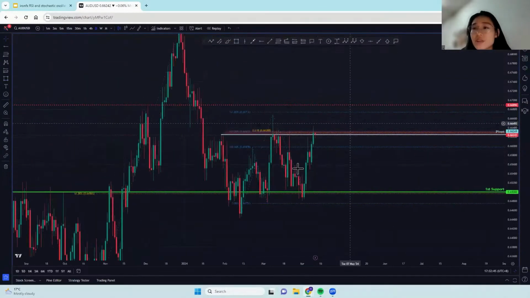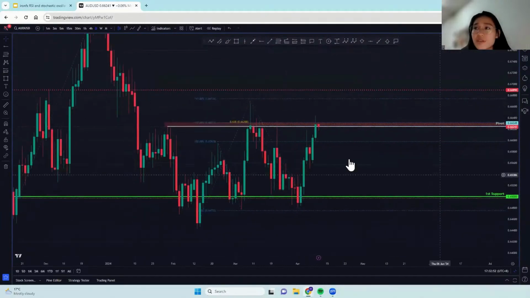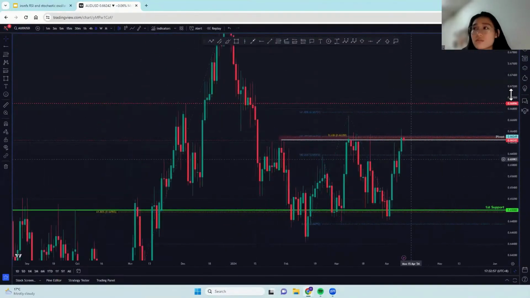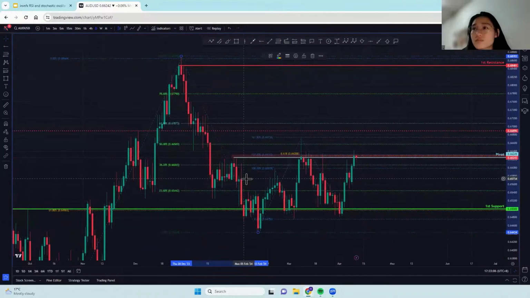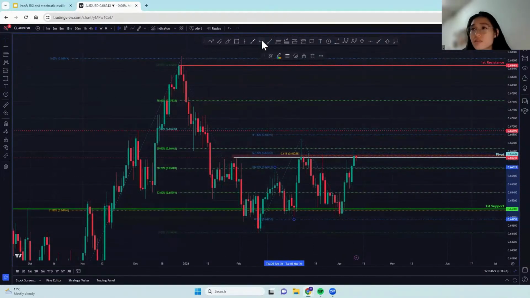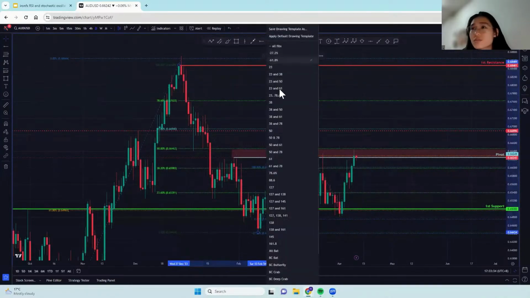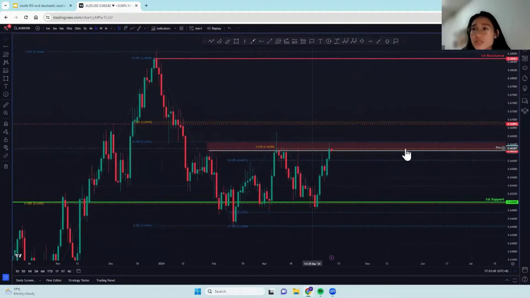Okay, so let me just highlight this level here because we have a confluence area, which is basically when two or more Fibonacci levels line up in the same area. And you can see my 61.8 also lines up with that area. And my 50% actually as well. So I'm just going to keep those two. So here we're definitely going to expect to see some resistance in this area here.